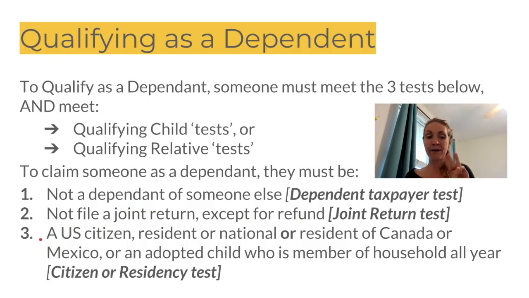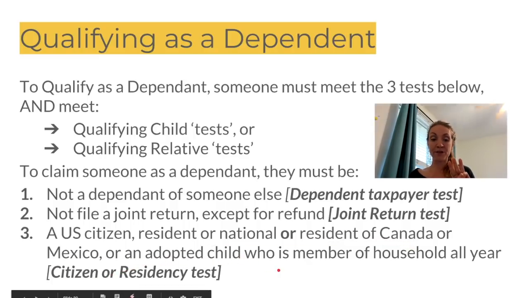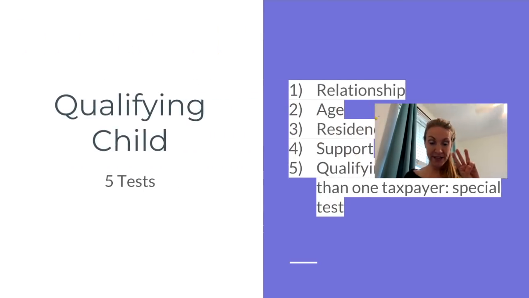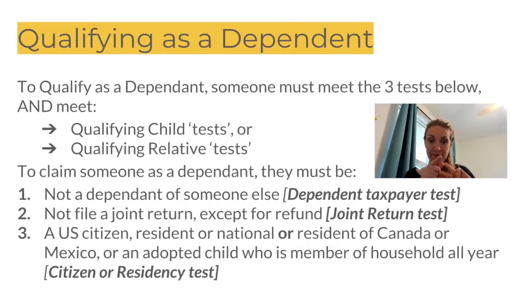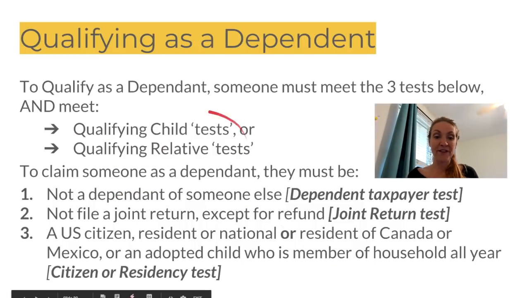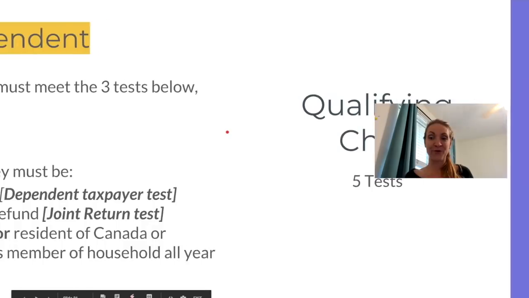And number 3, the person that they want to claim as a dependent must be a U.S. citizen, resident or national, or resident of Canada or Mexico, or an adopted child who is a member of the household all year, even if they are not a citizen or national of North America. So once you meet those 3 tests, right, dependent taxpayer, joint return, and residency, then you must also meet one of these 2 tests, which we'll go through now.